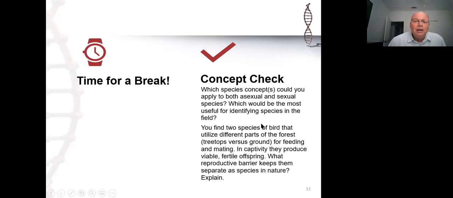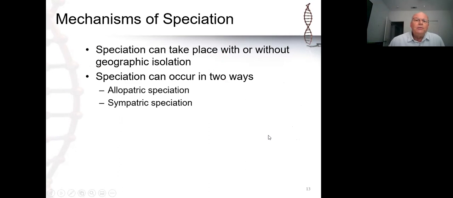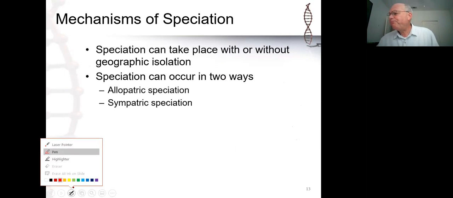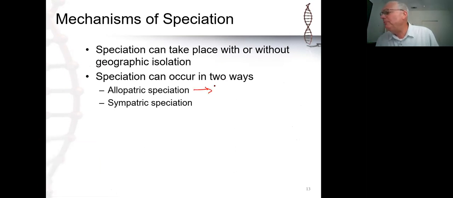So let's move on and continue looking at speciation by addressing the two basic modes of speciation. The two modes of speciation are referred to as allopatric and sympatric speciation. Let me fire up the pen again. So allopatric speciation refers to different fatherlands, in other words, different geographical origins.